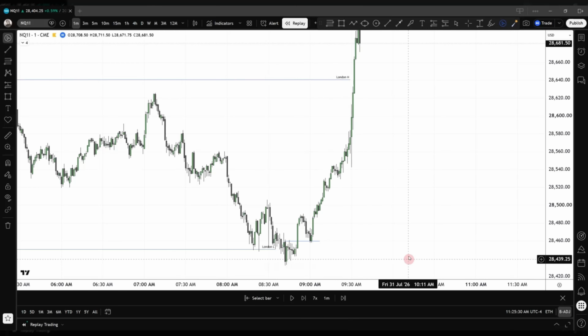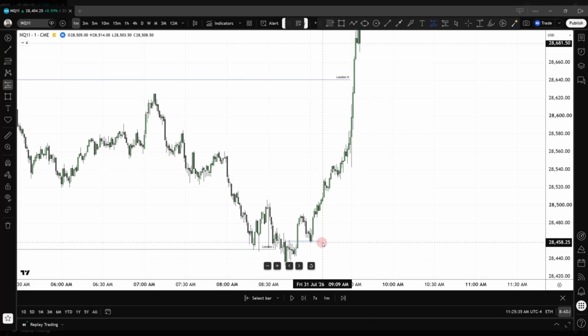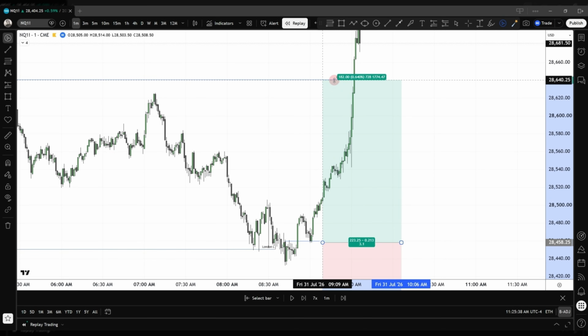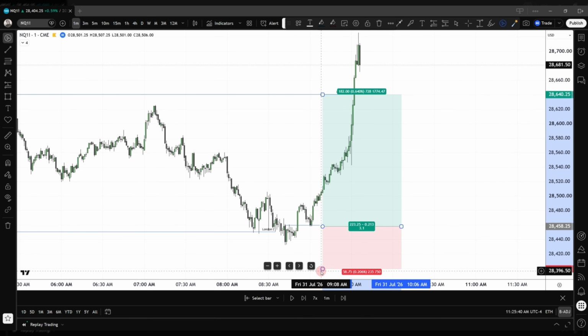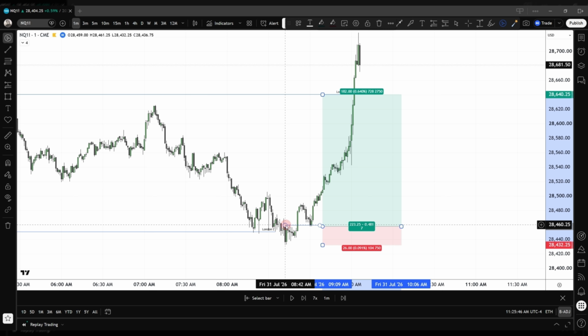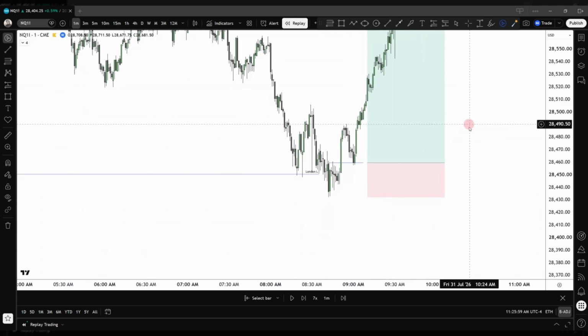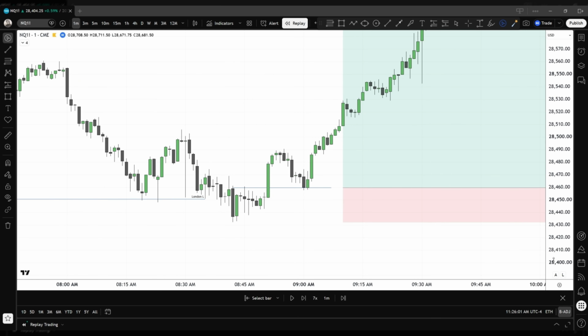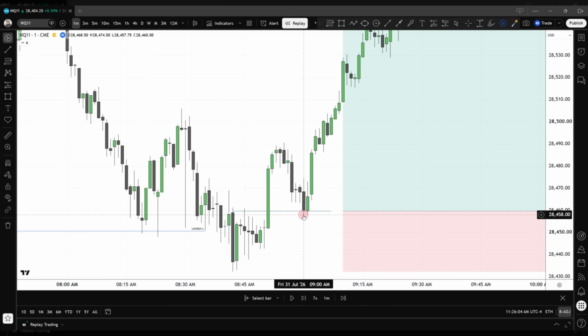To recap that trade: after the sweep of the London low, targeting the London high, stop loss is the low here. Entry was at the open of the down close. To my first target, the London high, was a 6.56 R value. And the drawdown was 2 points.